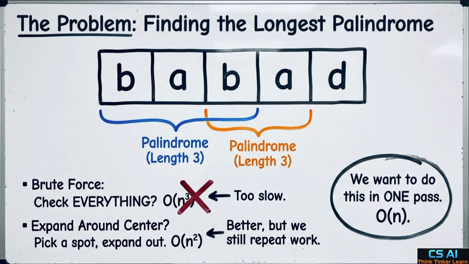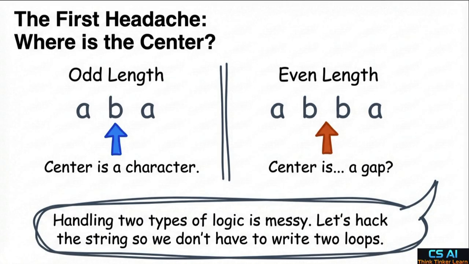If we use the expand around center approach, where we pick a spot and look outward, we get O(N squared). While that's an improvement, it's still slow because we repeat work. We might check the same character dozens of times for different centers. Our goal with Manacher's is to do this in exactly one pass, O(N). We want to scan the string once and have the answer. This is the difference between a junior level solution and a senior level optimization.